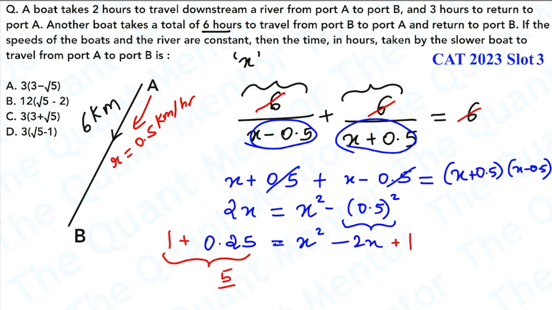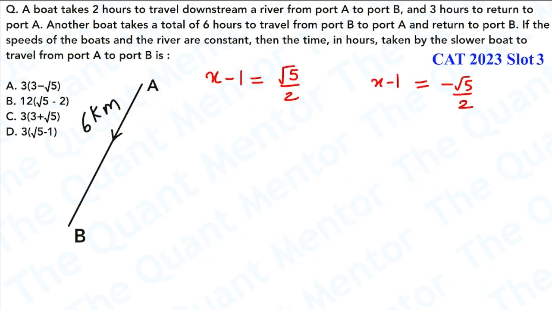1.25 is basically 5 by 4 in fractions, is equal to, the right hand side is x square minus 2 into x into 1 plus 1 square, right? This is x minus 1 the whole square. So now I can say x minus 1 can be plus or minus root 5 by 2. And this further gives me two possibilities for x. X will be either 1 plus root 5 upon 2 or x will be 1 minus root 5 divided by 2.